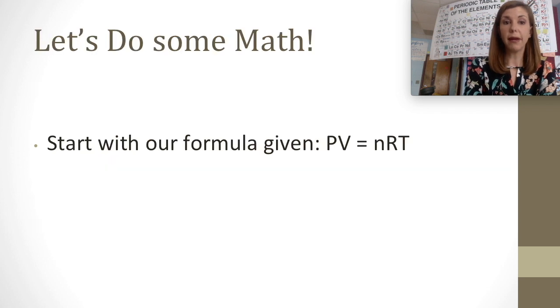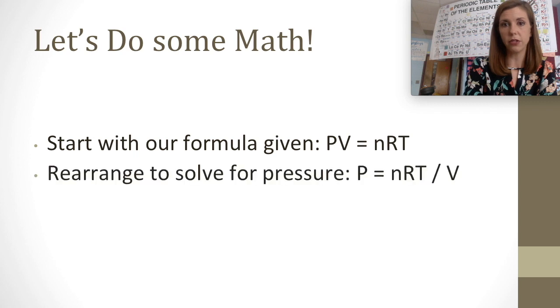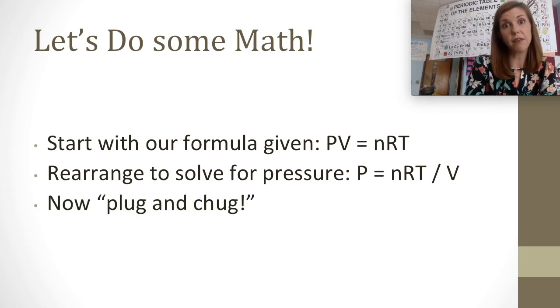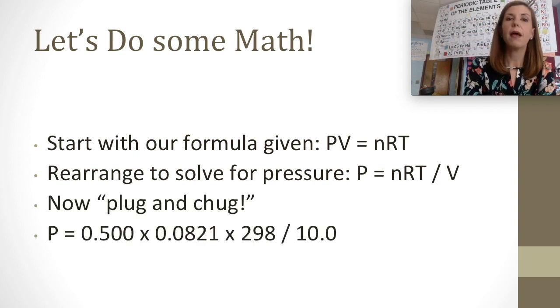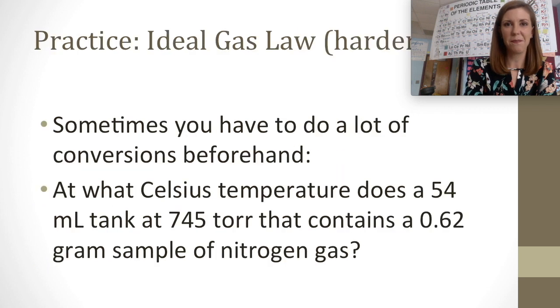So let's do some math. We're going to start with our formula, PV = nRT. To solve for pressure, we needed to get that volume divided to the other side of the equation. So when we rearrange it, pressure equals nRT divided by V. Now we just have to plug and chug our numbers. Our moles times our R times our Kelvin temperature divided by our volume gives us a pressure of 1.22 atmospheres.